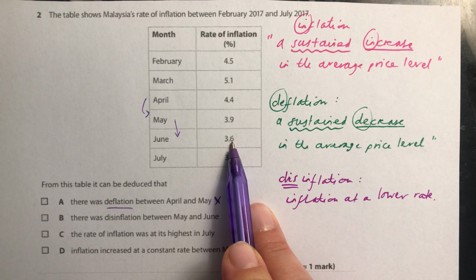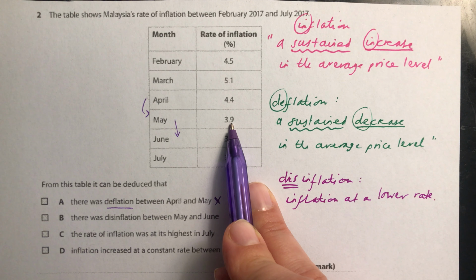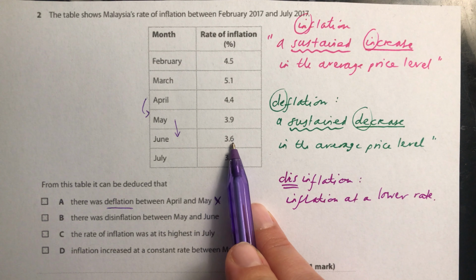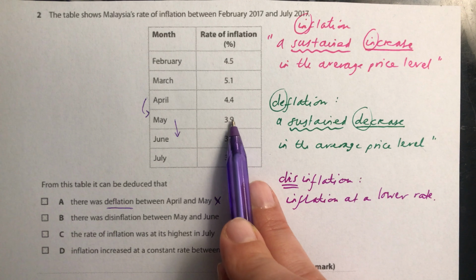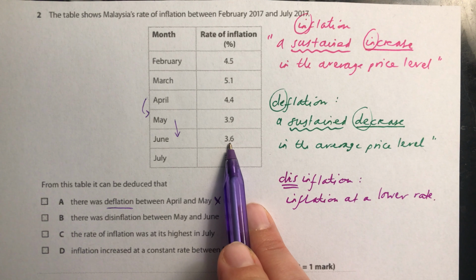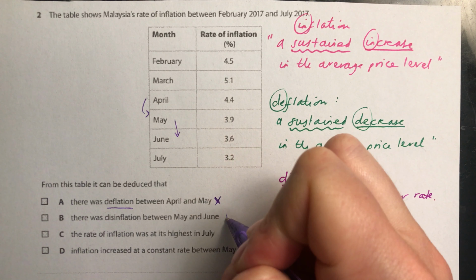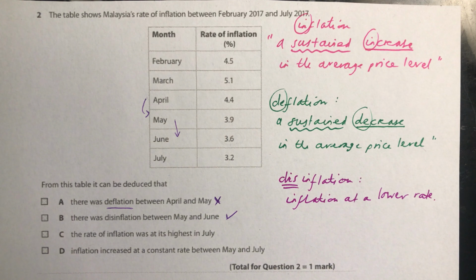The average price level's increasing in May because it goes up by 3.9%. And it's increasing in June because it goes up by 3.6%. However, in June, it's a lower percentage increase than it is in May because this is 3.6 and that was 3.9. So it's true, there was disinflation between May and June. It looks as if this is right, but let's check the other ones to be sure.